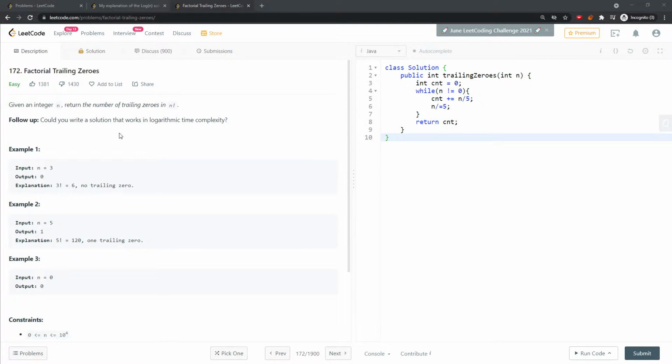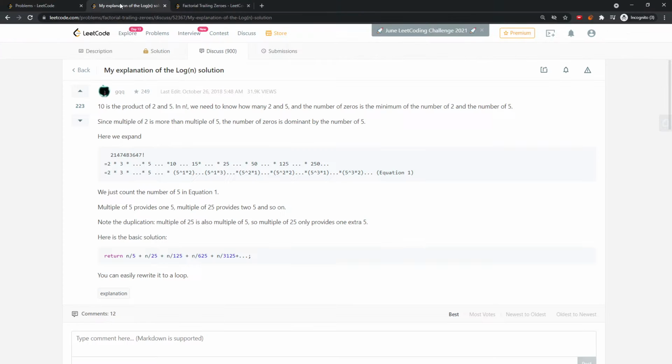Okay, let's talk about Factorial Trailing Zeroes. Given an integer n, return the number of trailing zeroes in n factorial. I don't want to explain this at length because it will be hard for me to explain, but the problem is pretty well defined.